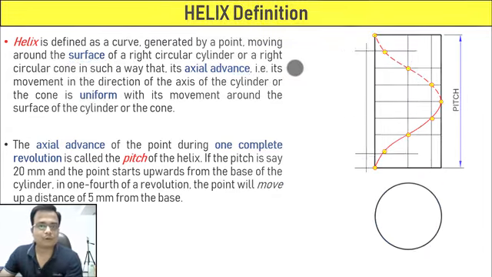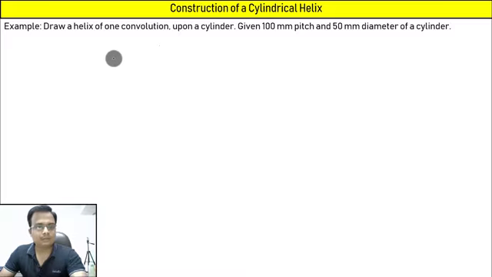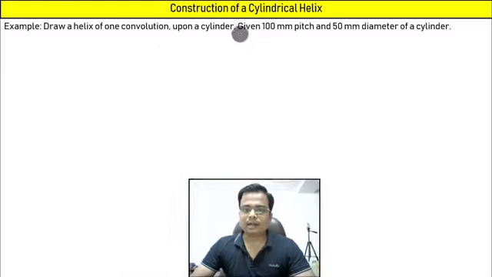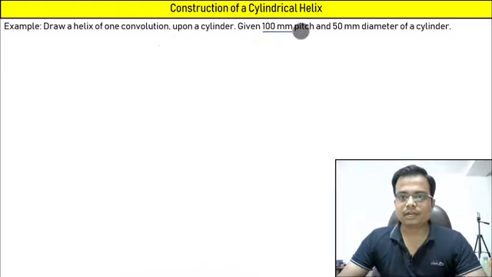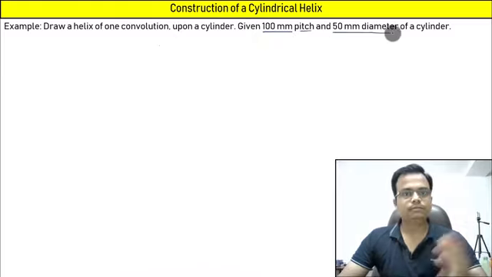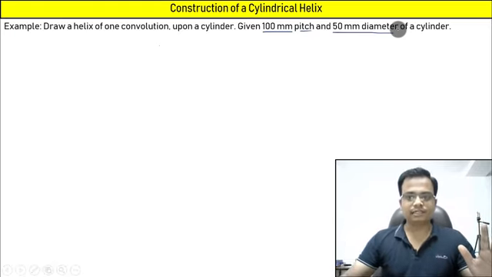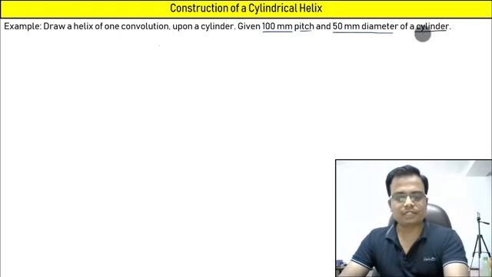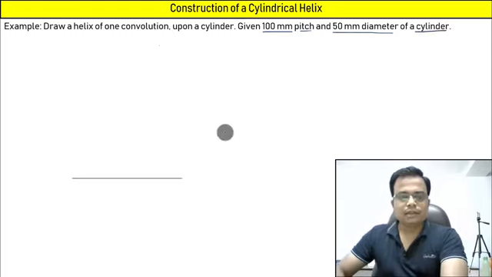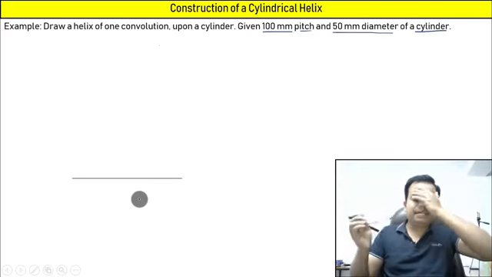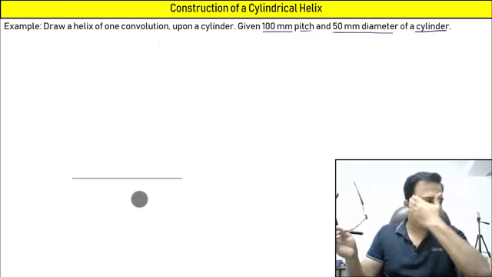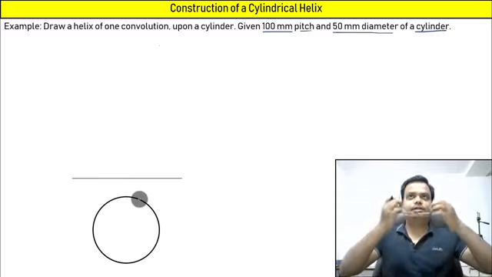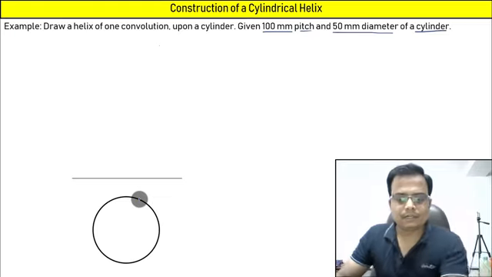Let's kick off with a problem. And here we go. Draw a helix of one convolution upon a cylinder, given pitch is 100 mm and 50 mm diameter. Very simple. It's a cylindrical helix, first of all, on a cylinder. You need to make the front and top view of a cylinder, and here it is. XY line. So the cylinder is actually seated on a horizontal plane, you can say. So the front view is obviously a rectangle, and the top view obviously a circle.